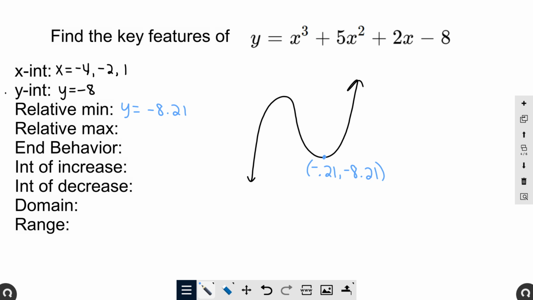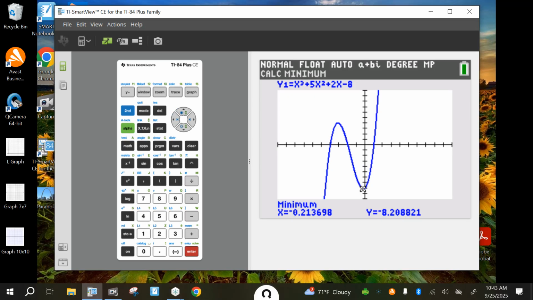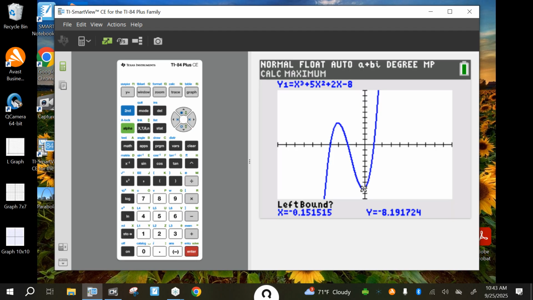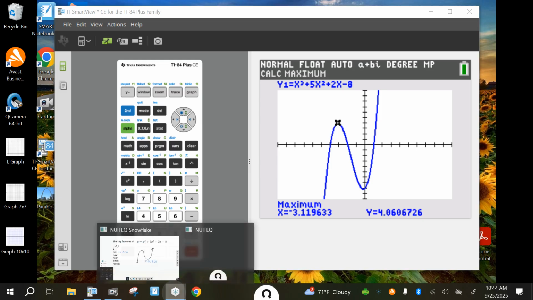Let's do the same thing, but find that maximum. So we're finding the peak that we have up here, and we want to find it as a coordinate. So back in our calculator, second trace, option 4 for max. Move that cursor over. You want to move it to the left of the max. Doesn't matter how far, just somewhere to the left. Hit enter. And then move it to the right a little bit. And enter on guess. So my max is at about negative 3.12 and 4.06.